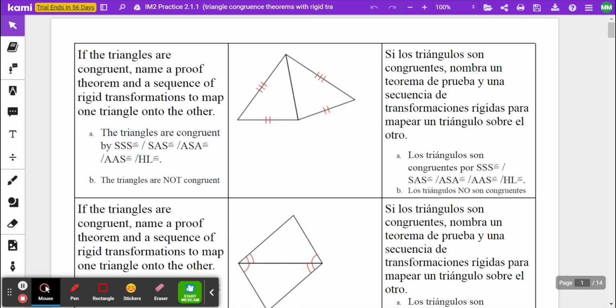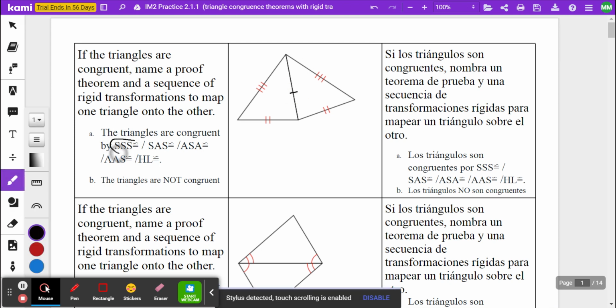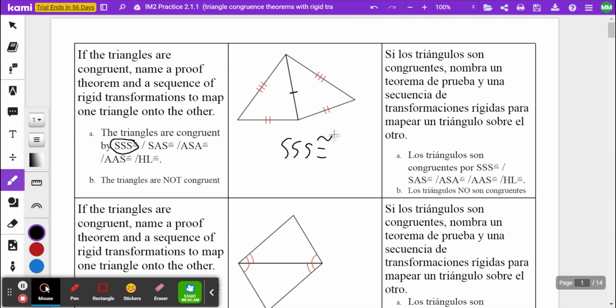All right, if these are congruent, what is a proof theorem I could use to prove it? And in fact, these are, because they have 3 congruent side lengths. This is shared. So these are congruent by side, side, side congruence.